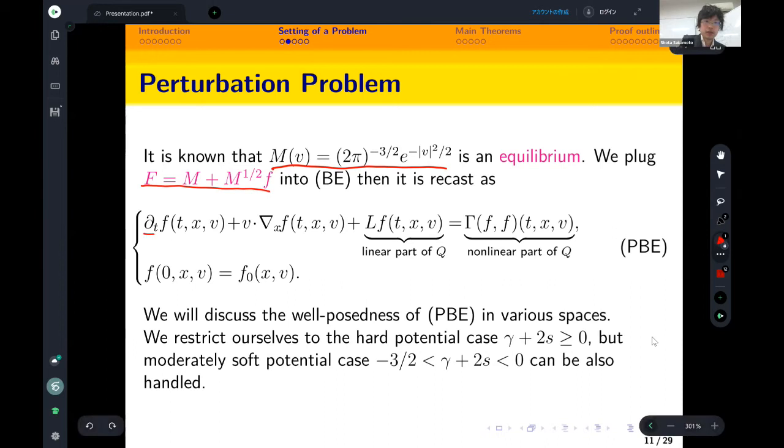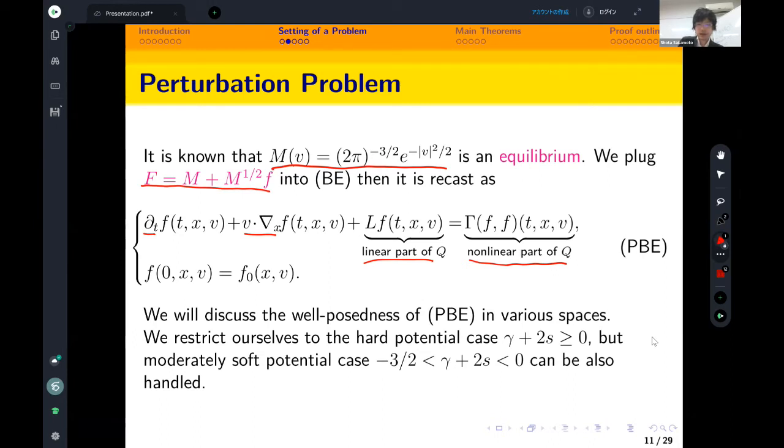We have \partial_t plus v dot gradient_x, so there is no problem. And we have capital Q, the collision term, but now it is decomposed into two parts. One is a linear part, and the other is, of course, a nonlinear part. And of course, we have initial data f_0. And we will discuss the well-posedness of this perturbation of the Boltzmann equation, PBE, in various spaces.